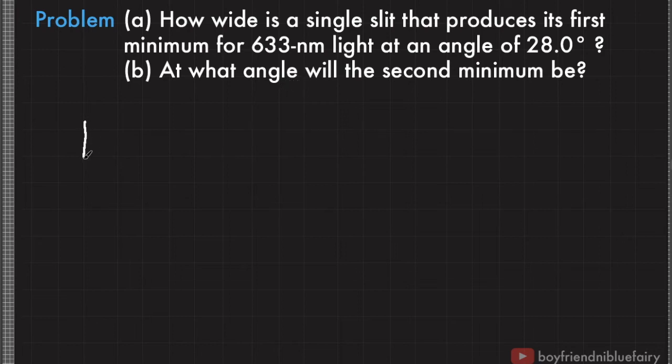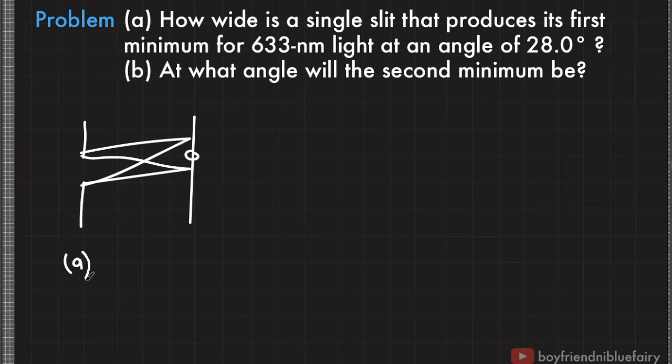For example, I have a single slit, and this is the screen. If this is the zeroth order maxima, and this is the first order maxima, then in between them would be my first minimum. For part A, how wide is the single slit?